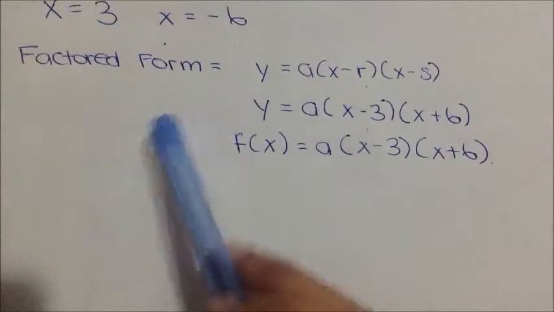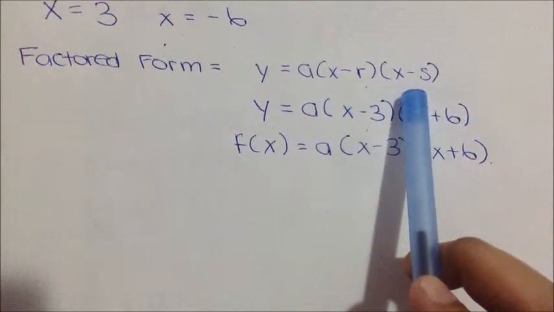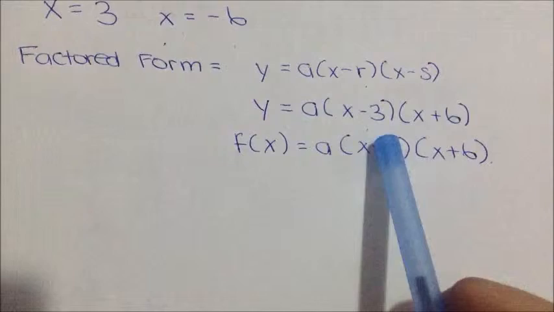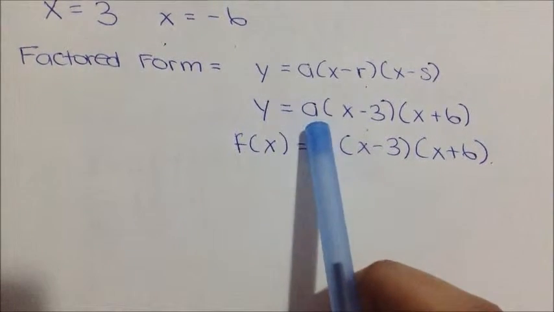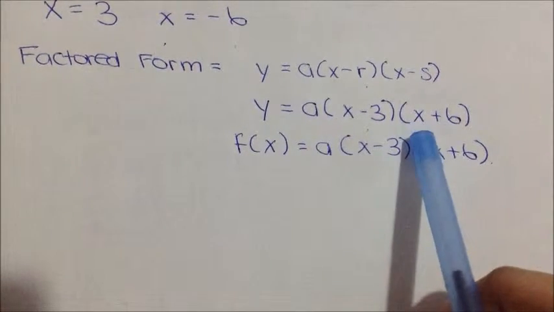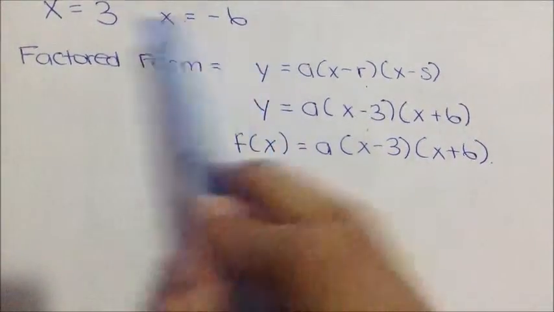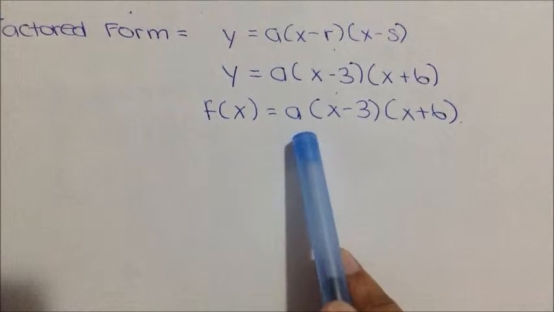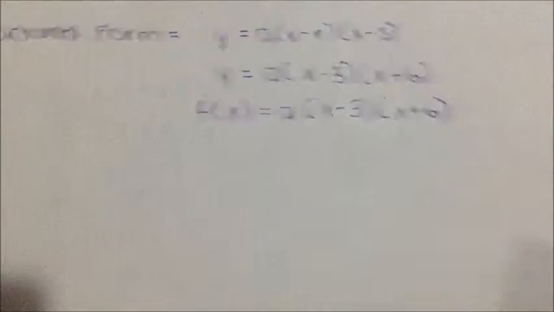Factored form is y equals a bracket x minus r bracket x minus s. So what you're going to do is basically sub them in and replace them with r and s. Your equation would then become y equals a bracket x minus 3 bracket x plus 6. This is because whatever is in the bracket is always opposite to what the numbers actually are. And then your final answer would be f of x equals a bracket x minus 3 bracket x plus 6.